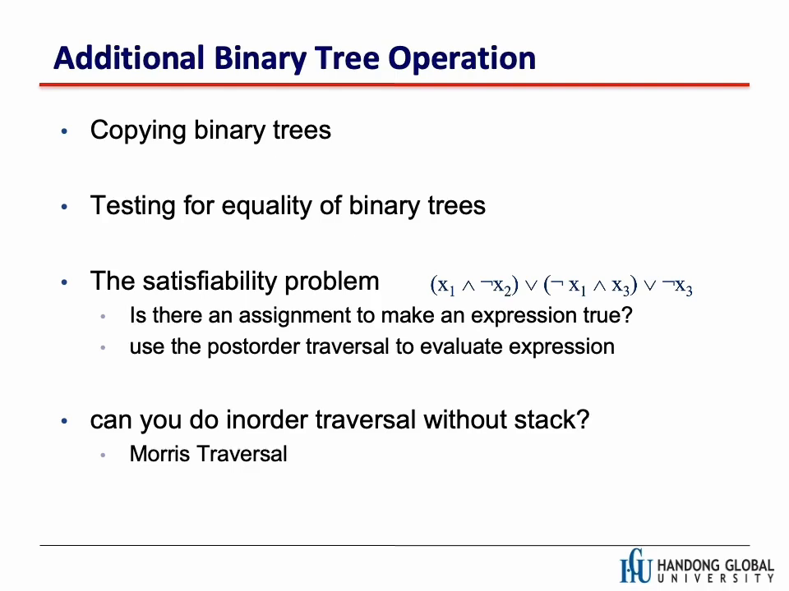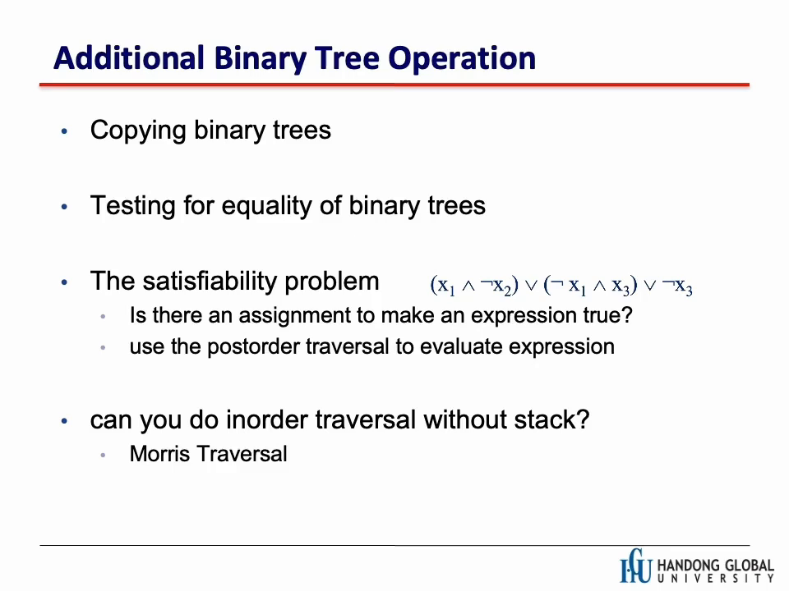Think about this one. When we copy a tree, we have to traverse all the nodes, and at the same time, we have to allocate memory space for all the nodes and copy the data. We'll talk about this implementation in the following slides. The next one is testing for equality of binary trees. Given two binary trees, are they the same? We want to check all the nodes. Basically, the structure should be the same and the data should be the same.